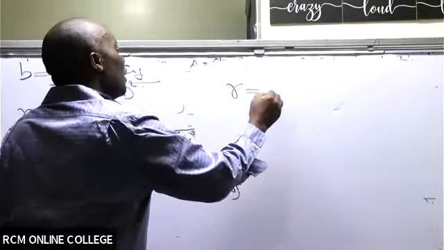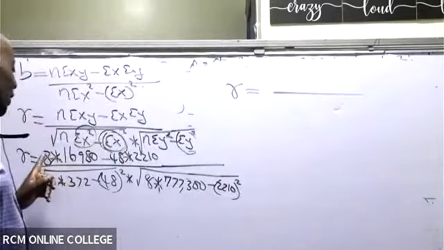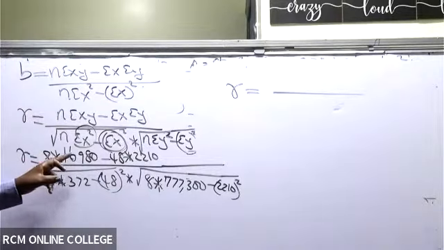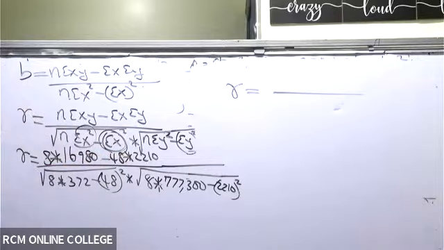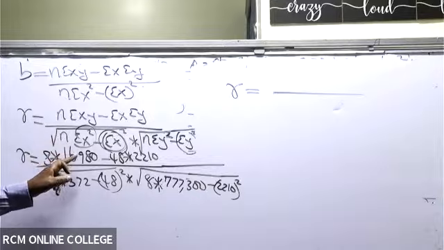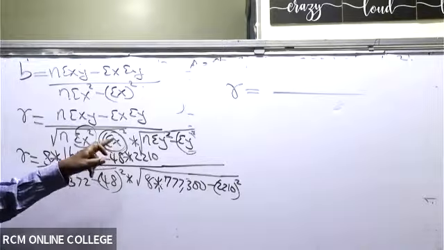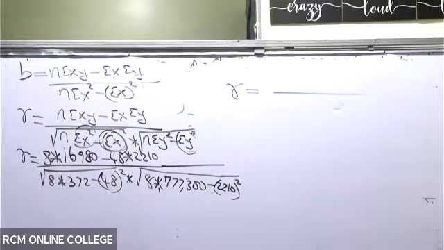Is there somebody able to remind me the numerator? First of all, you start with the numerator. You say 8 times this minus this times 2210. Give me the numerator value first. So we take here 8 times 16,980 minus 48 times 2210. Please give me this figure, everyone has to give me this figure.